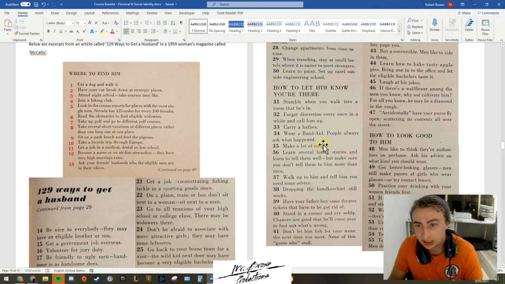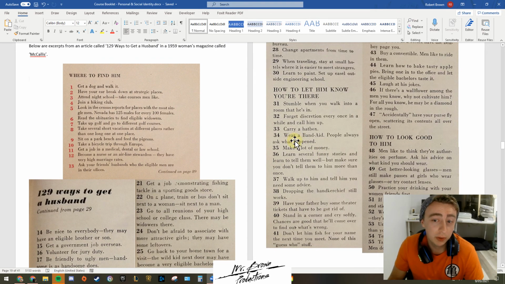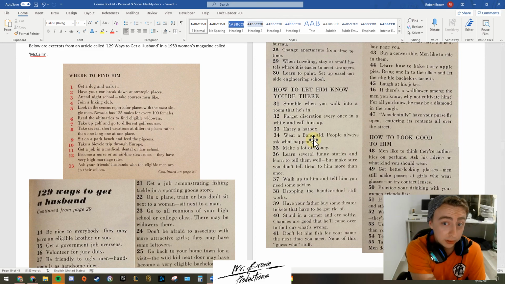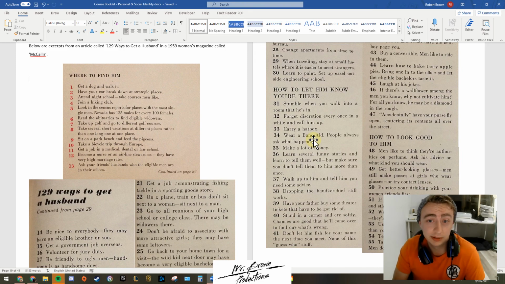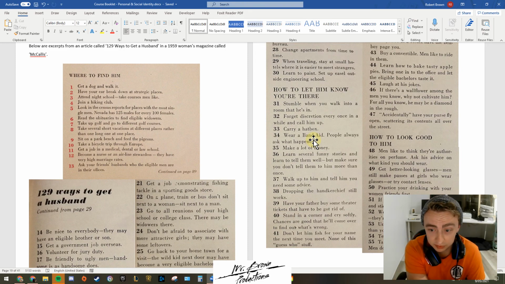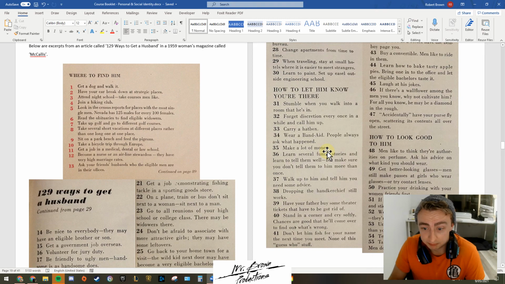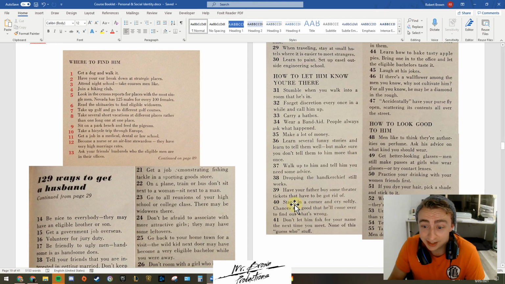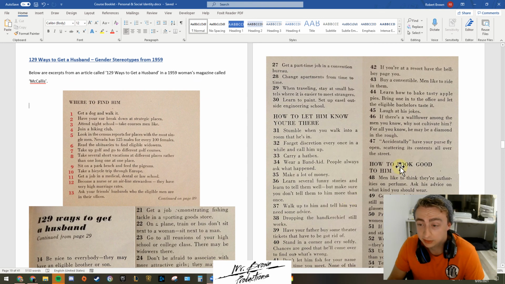I like this one, number 34. Wear a Band-Aid. People always ask what happened. So if you're really struggling to find a bloke, ladies, wear a Band-Aid. They'll ask what's happened, and you'll fall in love before you know it. Stand in a corner and cry softly. Chances are good that he'll come over to find out what's wrong. And then boom, next thing you're married, having kids. According to this magazine, that's what people did back then.